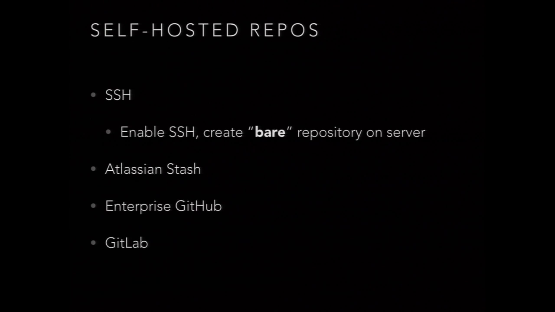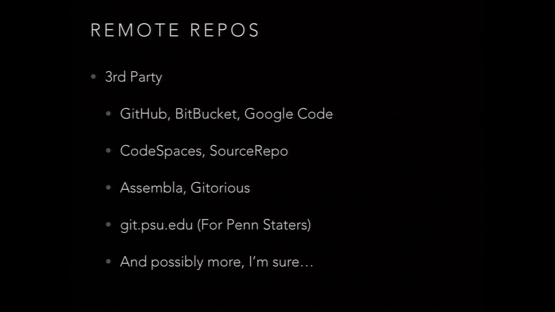I do this at home because, in case I can't get to the VPN at work, my second remote repository is at home, and I have a full backup there as well. I tend to be paranoid, I know. It's good to have backups though, right? And the repos are very small, tiny. So I've got it set up at home. We were using Atlassian Stash at work, which works really well. There's also Enterprise GitHub, and GitLab is used here at Penn State for git.psu.edu, for the Penn Staters in the room. So those are self-hosted remote repos.